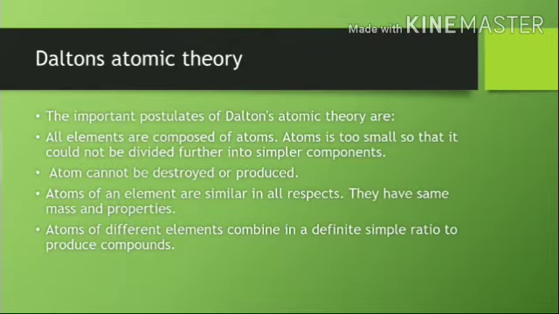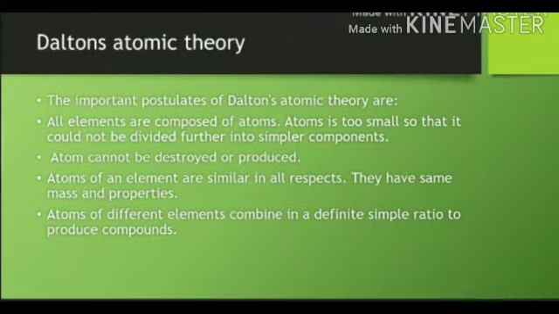Let's elaborate his postulates one by one. In the first postulate, he wants to tell us all the elements are made up of tiny particles. These tiny particles cannot be further divided. These particles are called atoms. In the second point, he said we cannot produce atoms or we cannot destroy atoms. They are naturally found in this world.